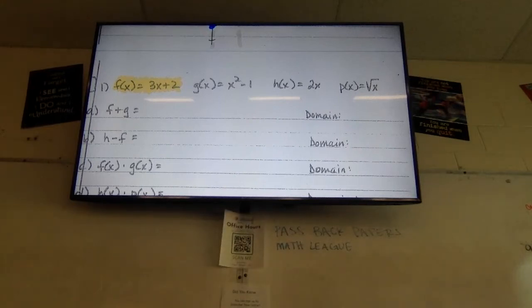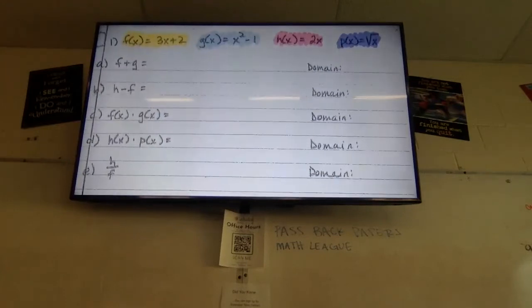So my f of x is the first one. I've got g of x, which is x squared minus 1. I've got h of x, which is 2x. And then I've got p of x, which is root x. And so we're going to do all of these operations. We're going to do f plus g, h minus f, and so on. And in addition to that, we're going to state the domain.